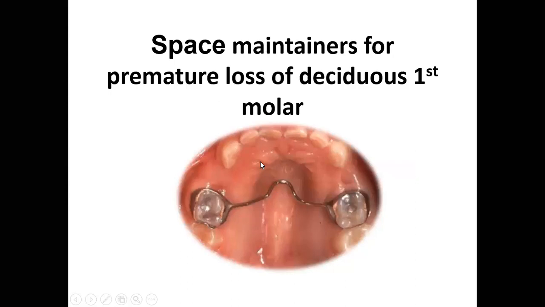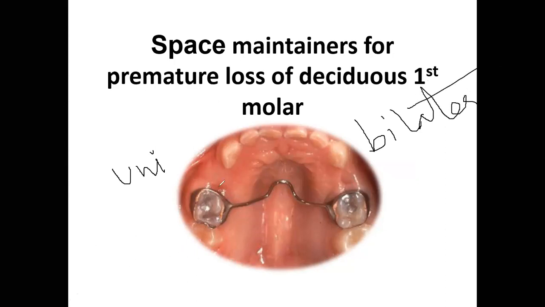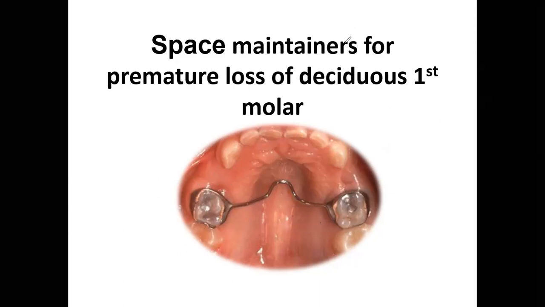I'll be talking about space maintainers when there is a premature loss of a deciduous tooth. When there is a premature loss of a deciduous tooth, either on one side, that is called unilateral, or if it is bilateral, the space maintainers will be different for both. If the loss is unilateral, only one side, then there will be different space maintainers given. If the loss is on both sides, then the space maintainers which will be given will be of a different type.